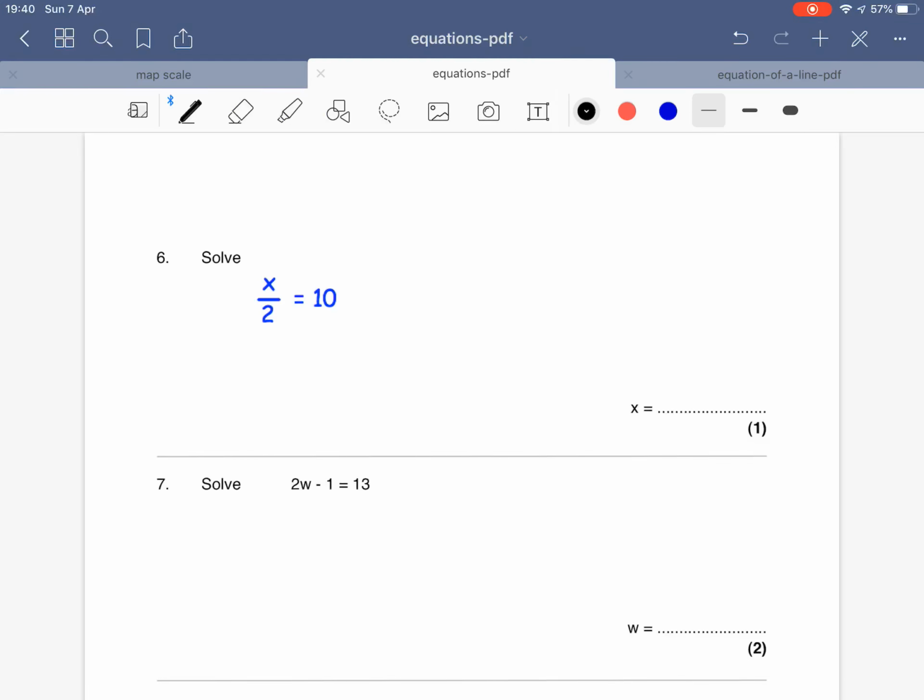Same thing again. So we've got something divided by 2 is 10. The opposite of dividing by 2 is to times by 2. So 10 times 2 leaves me with 20.